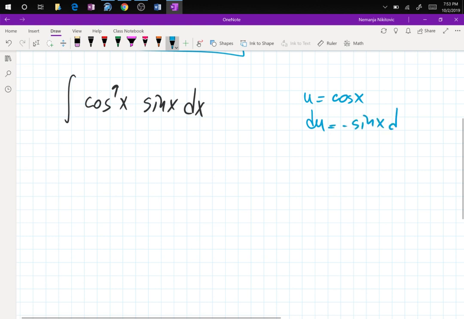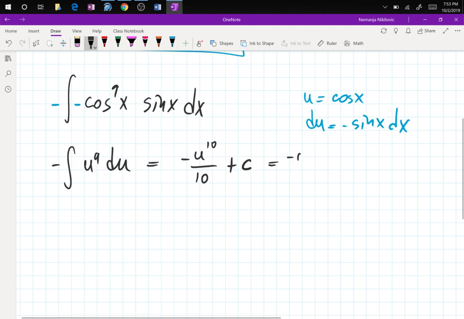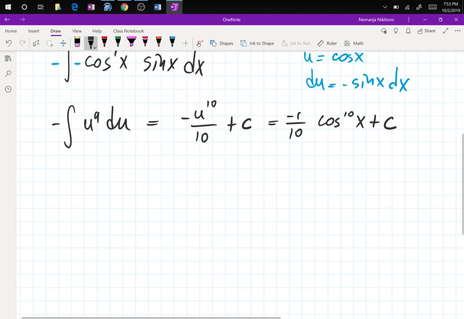du is equal to negative sine x dx. You put these negatives in, and then you have negative integral u to the 9 du, which is negative u to the 10 over 10 plus c. And then we go, I don't care about u, I care about the x, which is negative 1 over 10 cosine to the 10x plus c. So this is a standard Calculus 1 u substitution problem, which is still going to be relevant in this section, and you can get it on exam 2, final exam, later on Calc 3, and so on.